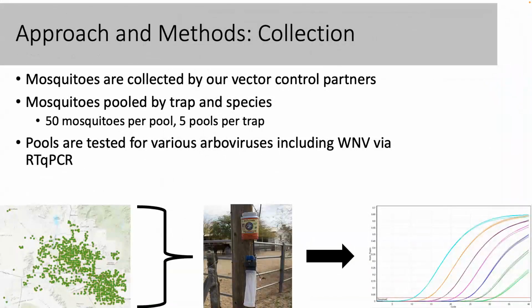And so, like I said, we're working with our mosquito control partners, quite a few throughout the southwestern region of the US. What they do is they go through and trap all of the mosquitoes, typically weekly. They bring the traps back to their labs, sort the mosquitoes by trap and species, and pool them by 50 mosquitoes per pool and 5 pools per trap. Males are discarded as they don't contribute to the maintenance of West Nile virus, as they don't take blood meals. The resulting pools are then tested for various arboviruses, including West Nile virus, via reverse transcription qPCR.